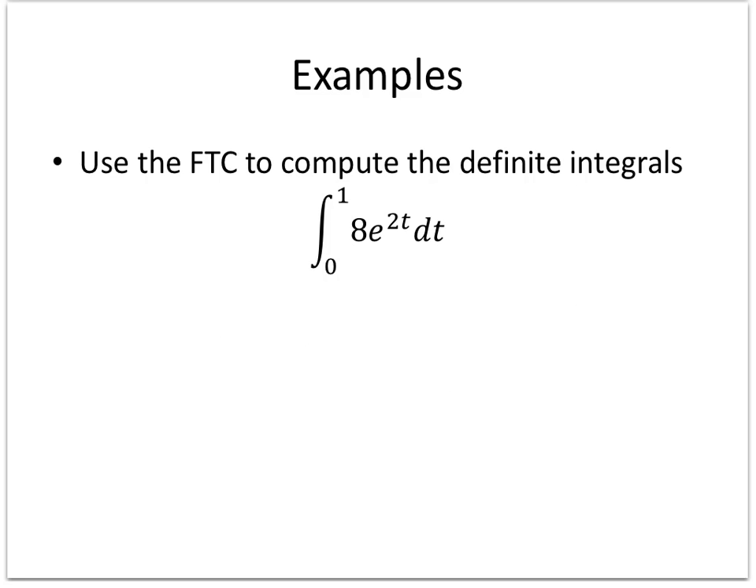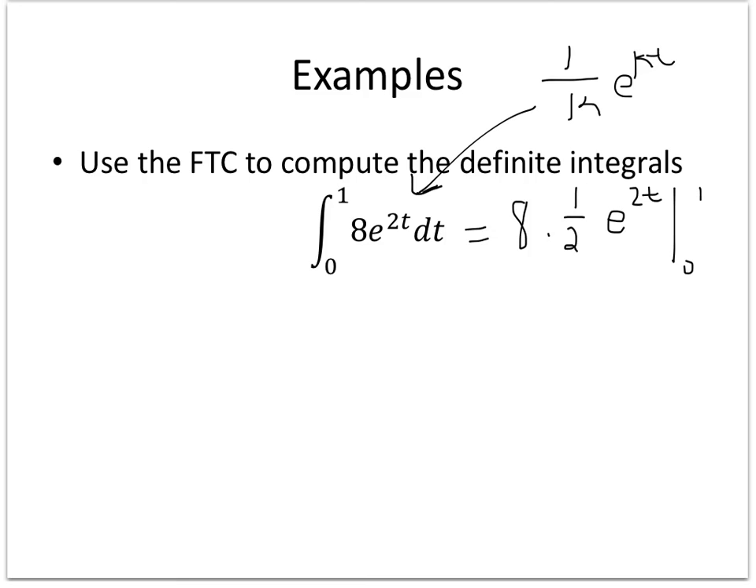All right, now this is that rule that if my antiderivative is going to be actually 1 over k times e to the kt, where in this case my k is 2. So bring the 8 out front, 1 over 2, leave the e to the 2t alone, and I'm evaluating it from 0 to 1. So this is going to equal 4e to the 2t from 0 to 1.